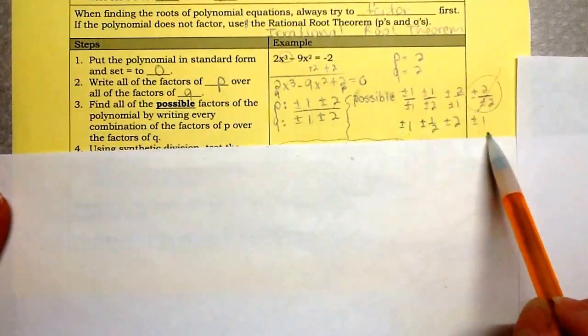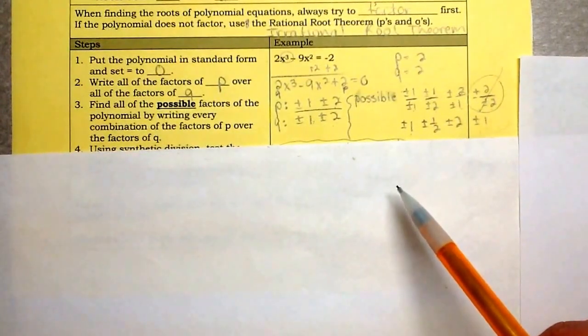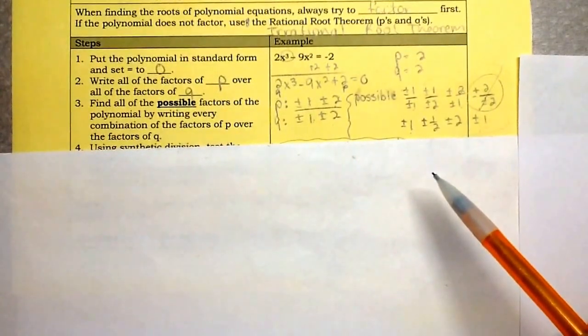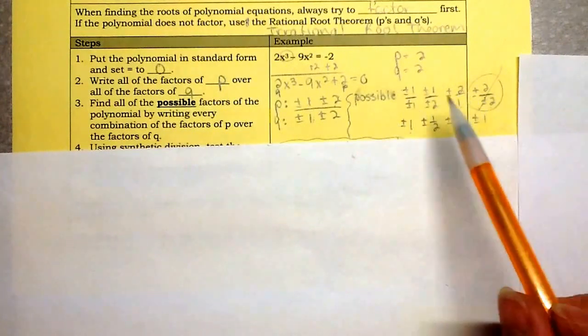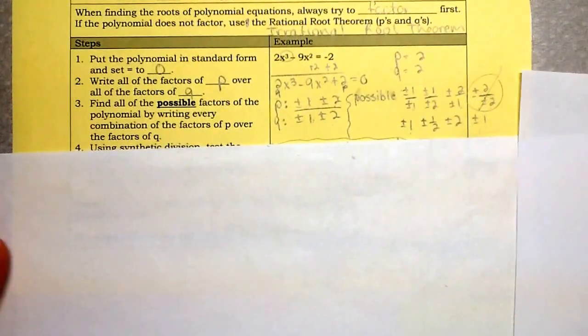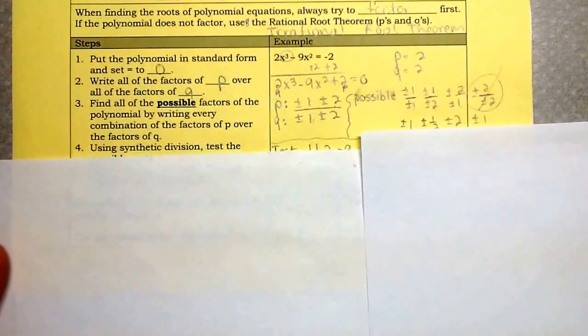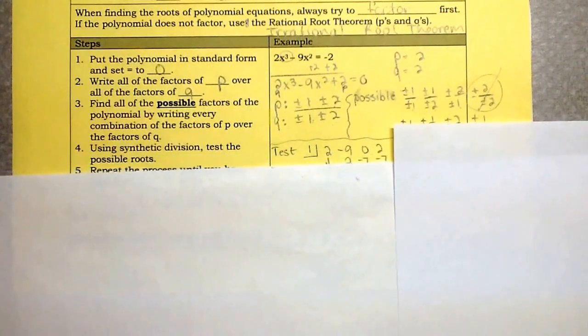Now you may think, oh, I have to test all of those, but it's better than just shooting in the dark and trying a ton of different numbers. This narrows it down to just 8. So the first thing that we'll do, we'll try a positive 1. So we use synthetic division, and we're going to test it.